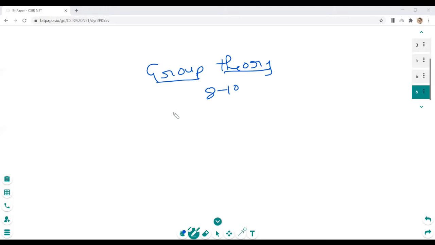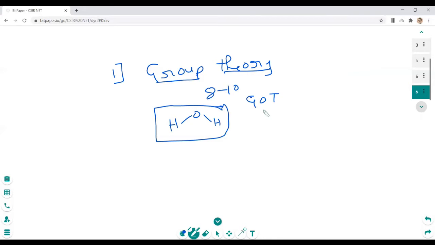There will be a lot of concepts, like the great orthogonality theorem. They may give you an element, like water, and ask what point group it belongs to. They will not give you such an easy thing for sure, but I'm just giving an example. They will give something like ethylene or anything, and ask what point group it belongs to, and then they may ask you problems from the great orthogonality theorem, not Game of Thrones, great orthogonality theorem. This is one important topic, group theory.